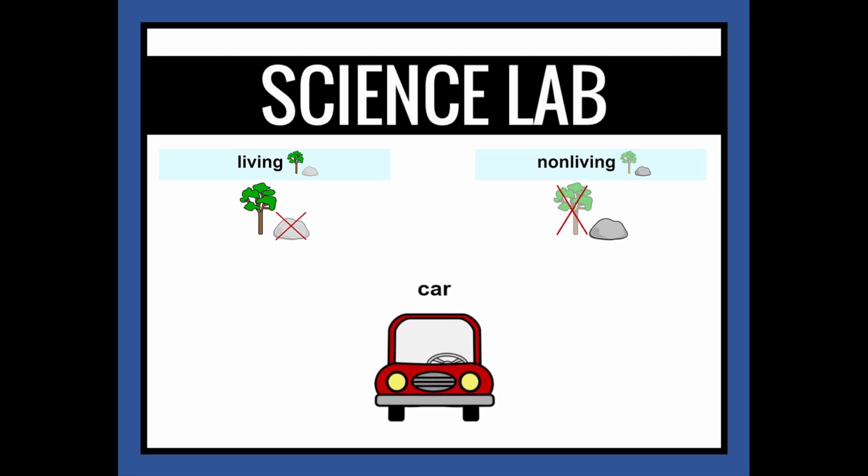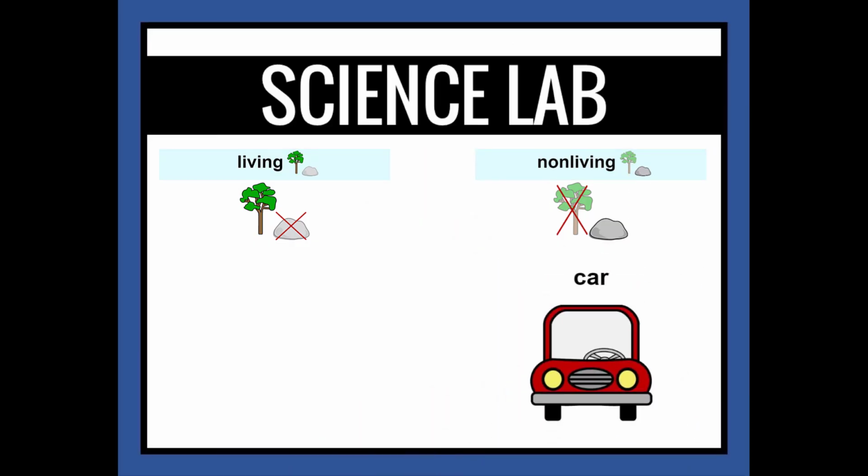Our next item is a car. Is a car a living thing or a non-living thing? A car is a non-living thing. It does not breathe, eat, grow, move by itself, or reproduce.